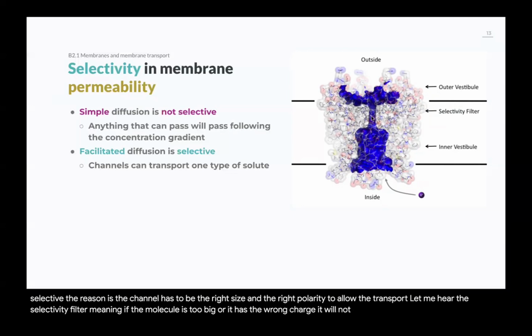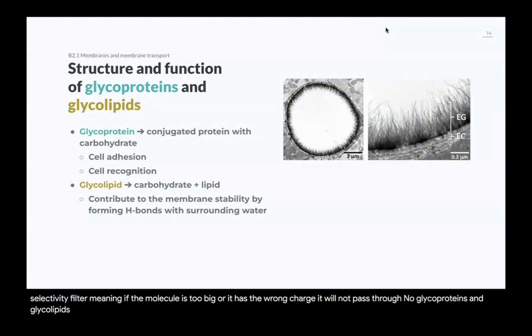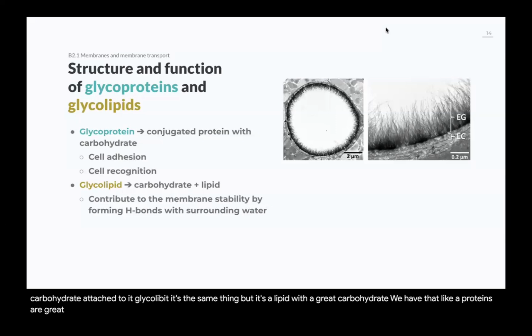Now, glycoproteins and glycolipids, as the name might suggest: glycoproteins are proteins conjugated with a carbohydrate. So it's a protein that has a carbohydrate attached to it. Now, a glycolipid is the same thing, but it's a lipid with a carbohydrate. And why do we have that? Glycoproteins are great for cell recognition.